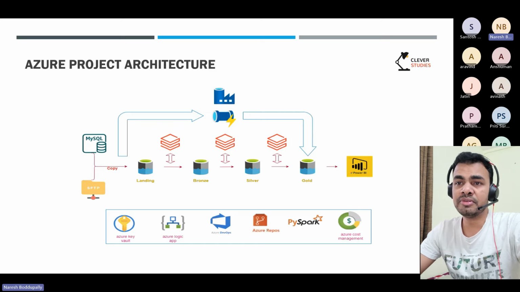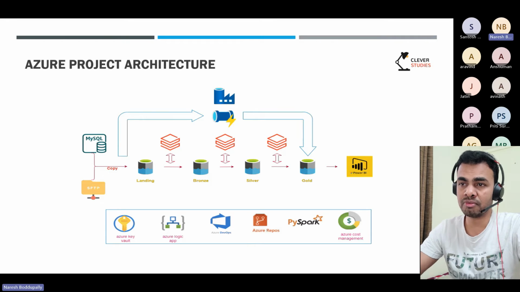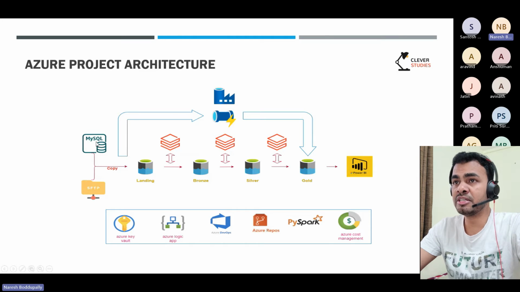From the source side, we took the example of MySQL and SFTP. These are the two types of source that we chose to take data from and ingest into a cloud platform, which is Azure ADLS. This is completely structured data. We'll pull the data from particular MySQL databases, and also pull raw files, which are also in a structured format. What ETL tool will we use to ingest data from a source to our landing area, that is ADLS here?